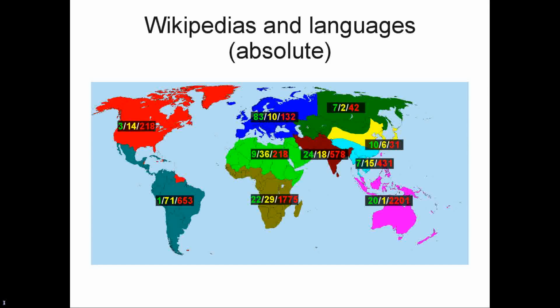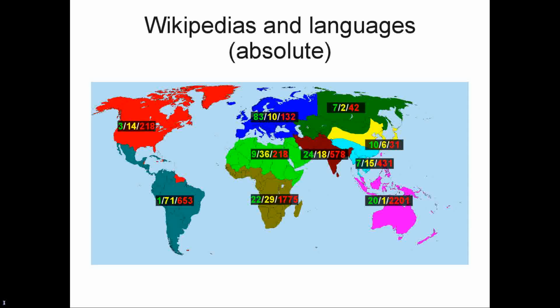Now we can see the languages with and without Wikipedias and how the world is covered by them. The most interesting situation, which is characteristic for the whole world, is that there are always more languages not covered by Wikipedia than languages covered by Wikipedias.